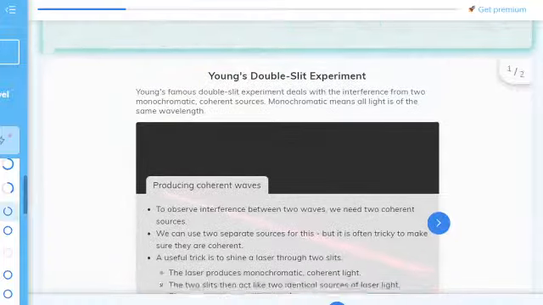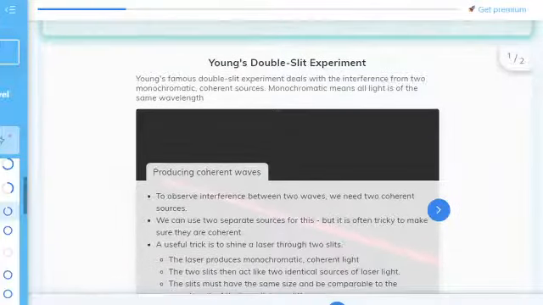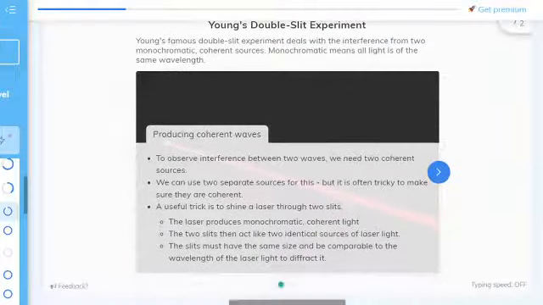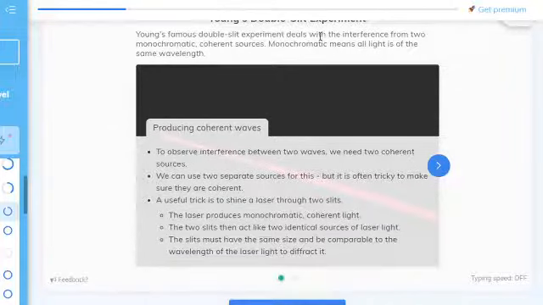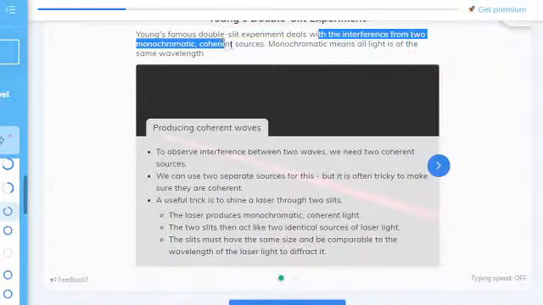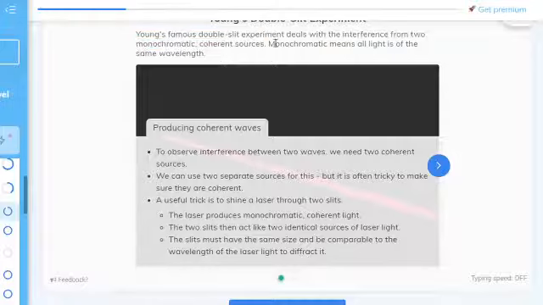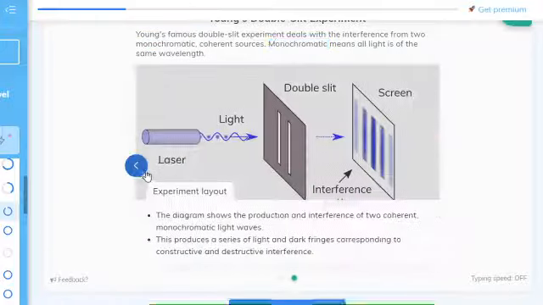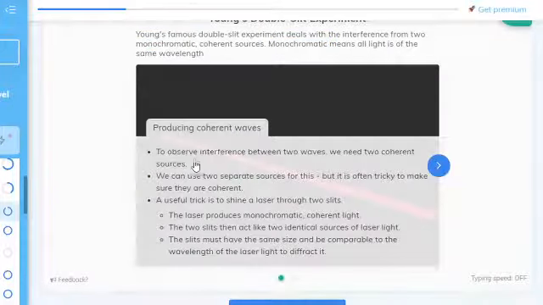So, the most famous of these experiments was Young and his double slit experiment. This was the interference from two monochromatic coherent sources. Monochromatic means all light has the same wavelength. So what he did, to observe the interference between two coherent waves, was shine a laser through two slits. The laser produced monochromatic coherent light. So same wavelength, same frequency.